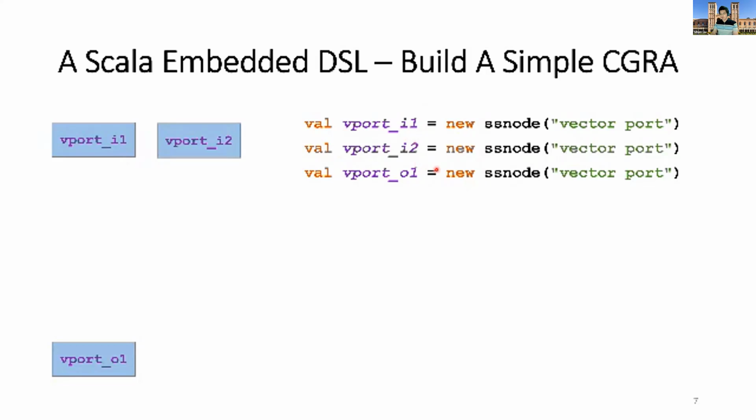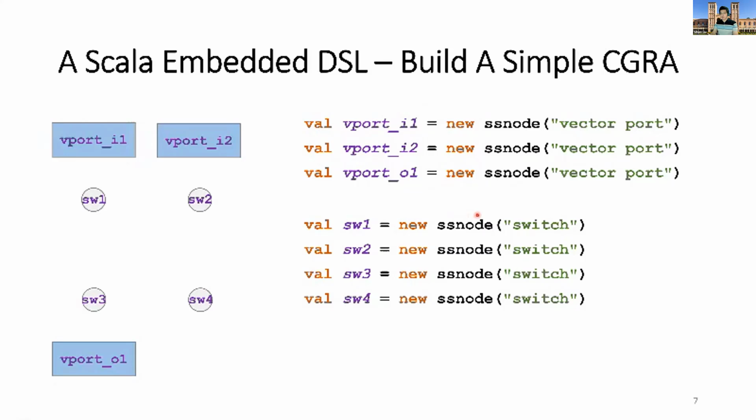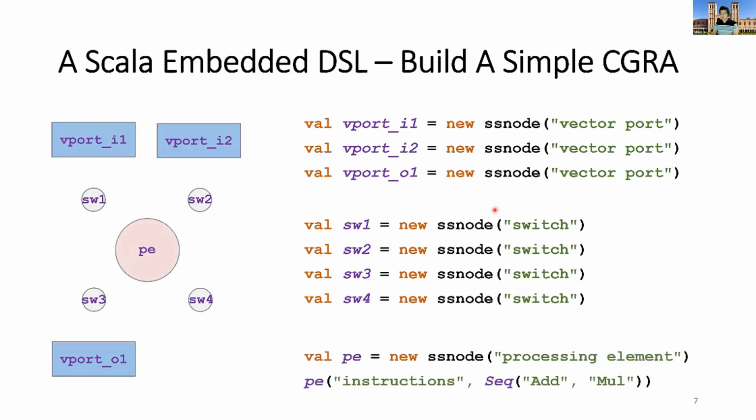And then we want to define switches. The same, you can define 4 switches by writing 4 lines of code and put a switch as a string. This string is a keyword, so you can put a string to the SS node so that you can have 4 switches. And last but not least, you can have a processing element where you need to define what kind of instruction can be performed by this processing element. So you have to wrap up instruction and give the list of the sequence of instruction that can be performed by this processing element. That's it. That's how we define the hardware module in our CGRA.